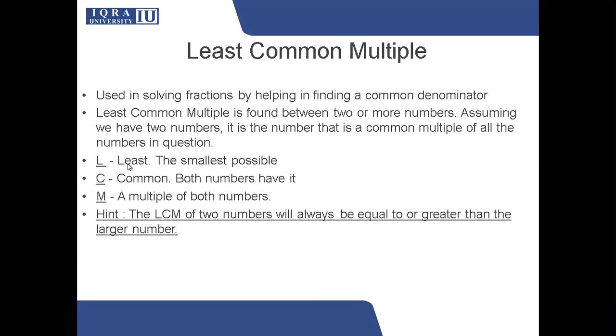Basically, I'll go through this first. L is for least, it is the smallest possible. C is for common, both numbers must have it, and M means a multiple of both numbers. Hint: the LCM of two numbers will always be equal to or greater than the larger number.